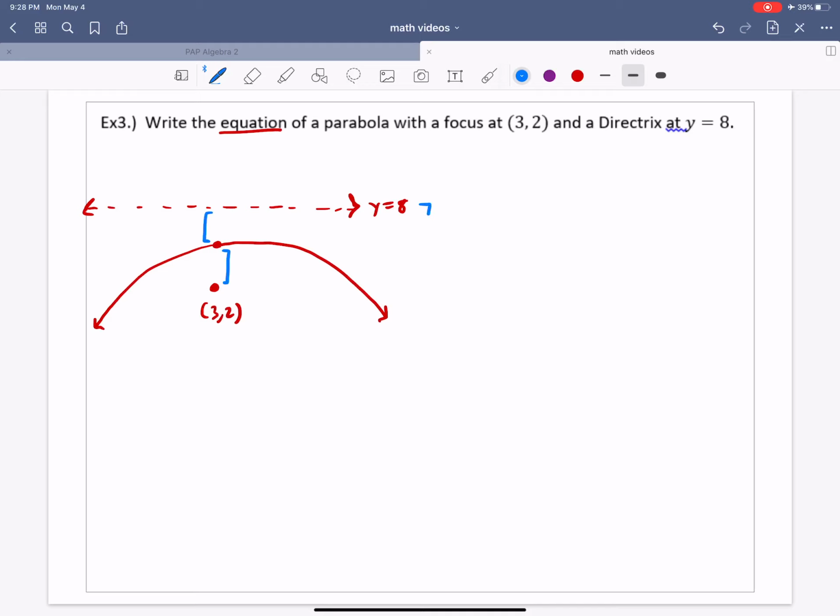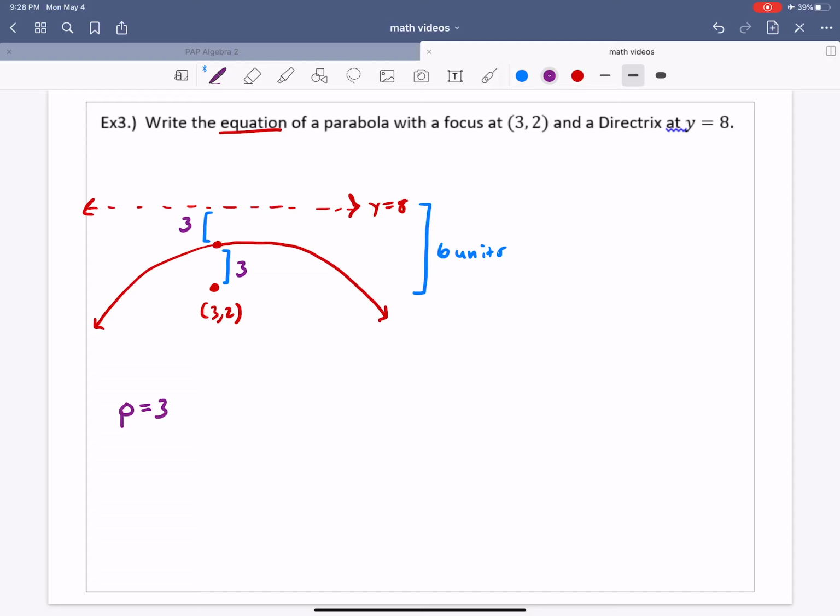So ask yourself the question, how far apart are the focus and the directrix? Well, if the focus is at 2 and the directrix is at 8, we have to go up 6 units. So if the total distance is 6, a lot of you are probably already ahead of me, this distance here needs to be 3, and this distance here also needs to be 3. That tells me that the p-value equals 3.